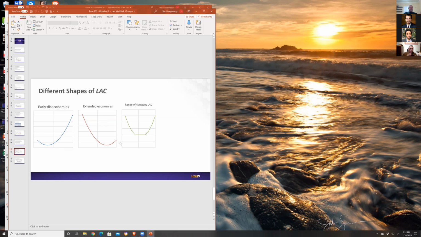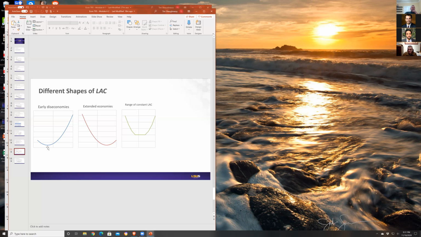So maybe at what point going up the curve on the early side does it enter into the bigger company and switch over to the extended economies?